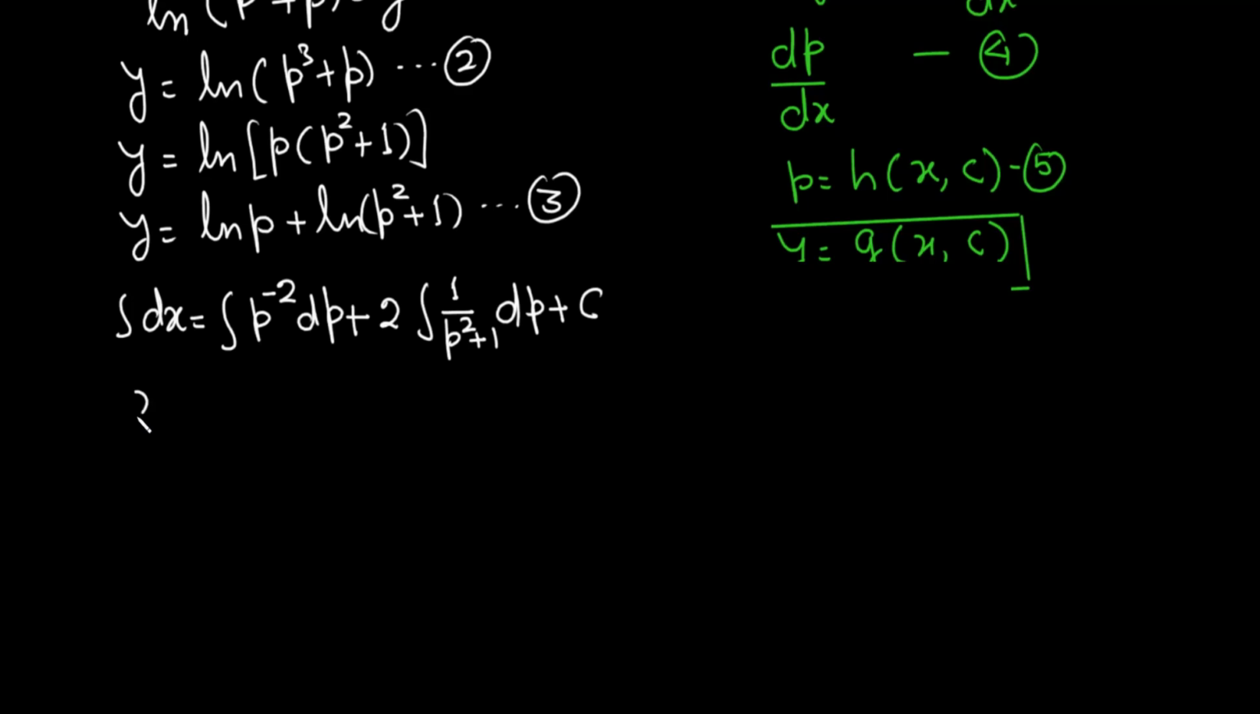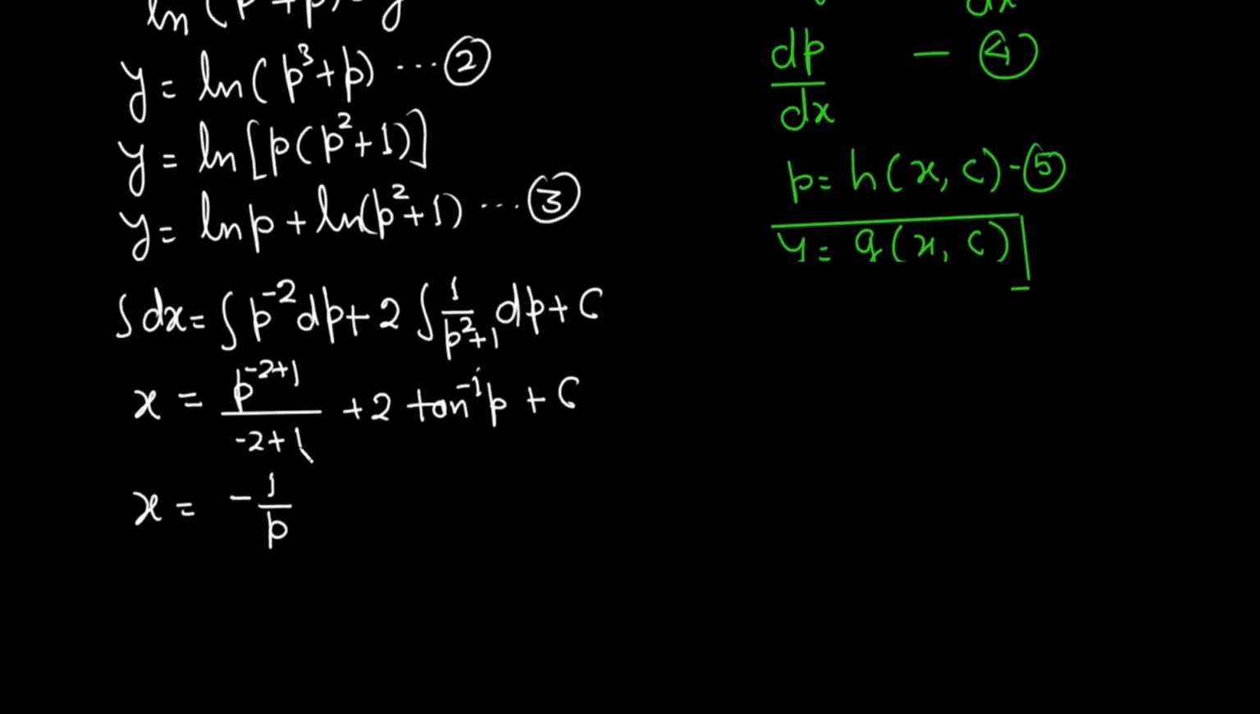On the left hand side it becomes x, and this is equal to integration of p raised to the power minus 2, which is p raised to the power minus 2 plus 1 over minus 2 plus 1, plus 2 times integration of 1 over p square plus 1, which is tan inverse p, plus arbitrary constant c, and we simplify it. x equals minus 1 over p, since minus 2 plus 1 is minus 1, plus 2 tan inverse p plus c. We give this equation the name equation number 4.